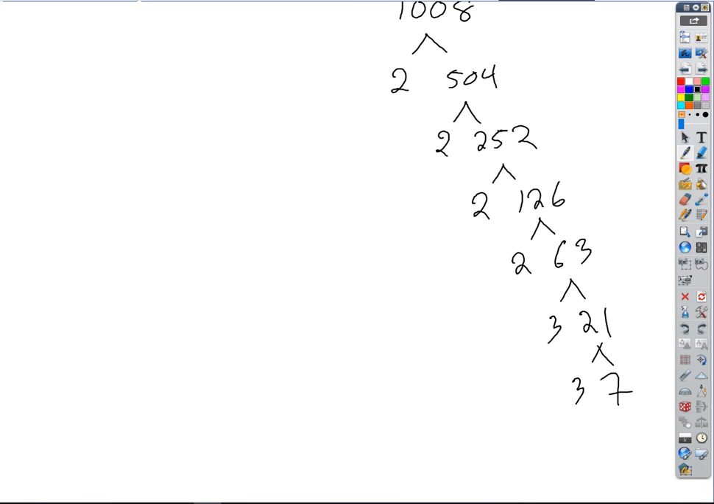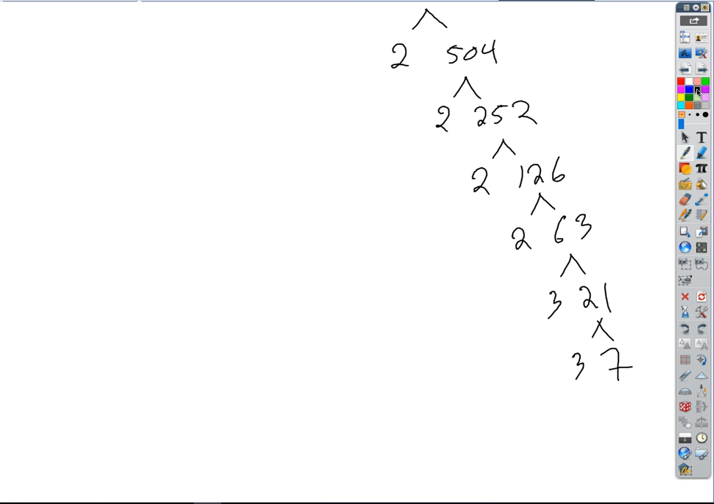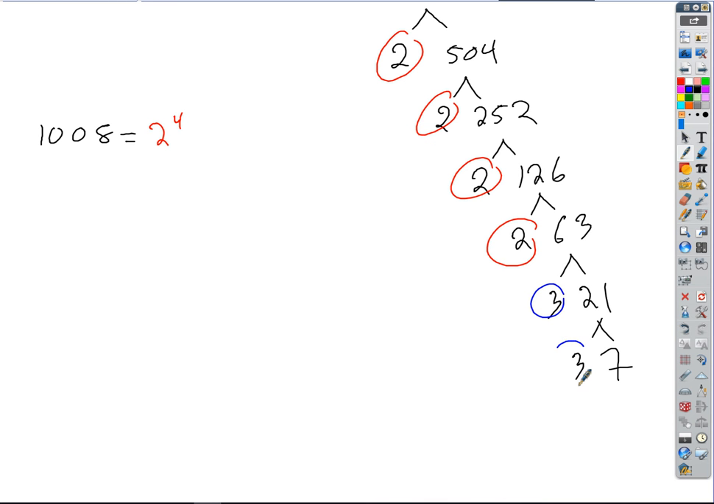So what are we gonna write this one as? Okay, good, so how many 2s? 1, 2, 3, 4 2s. So 2 to the 4th, 2 3s, so 3 squared, and a 7. Okay, it's prime factor form.